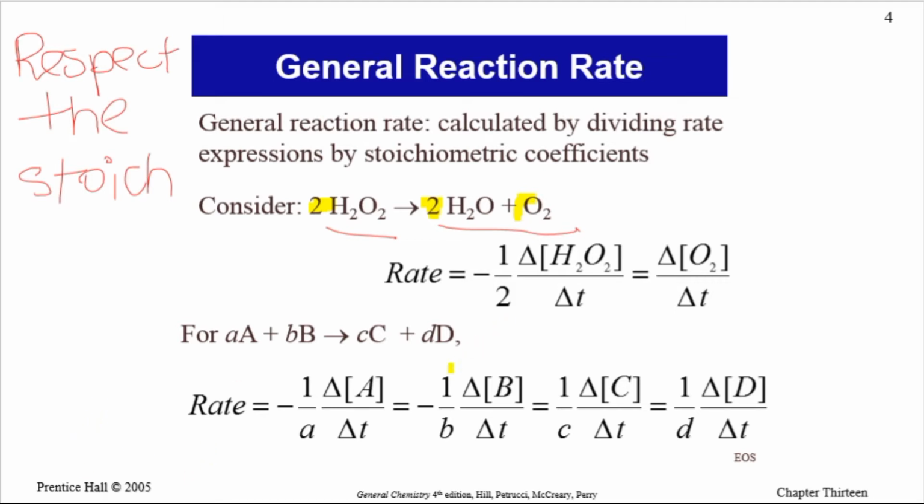So for hydrogen peroxide, you're going to put it over 1/2 and make sure it's negative because it's disappearing, whereas the oxygen only has a ratio of 1, so for that one, there's an imaginary 1 here, right? And it's positive. So respect the stoich. Whatever your coefficients are, turn it into a fraction. If it is a reactant, make it negative. If it is a product, make it positive.